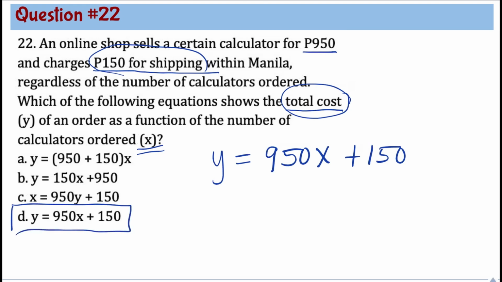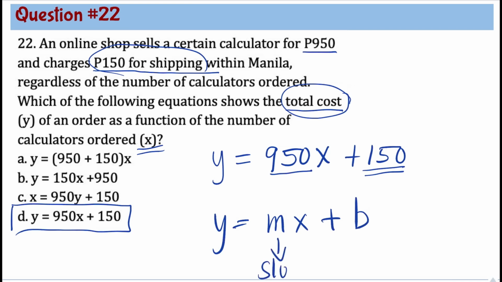Again, you need to multiply the costs by the number of calculators ordered, and then there is an initial fee, which is called the shipping fee, of 150 pesos. In Algebra 1, we call this the slope-intercept form, y is equal to mx plus b, wherein m is the slope and b is the y-intercept. And we will explain this more in our next questions.